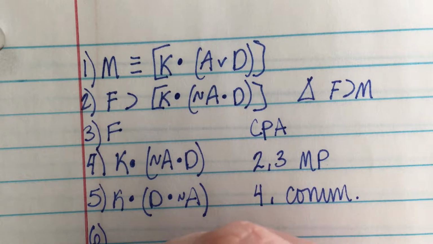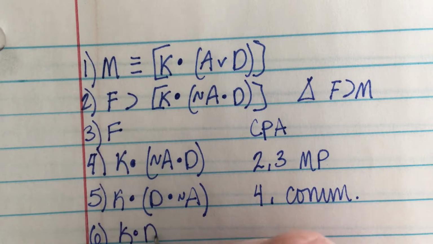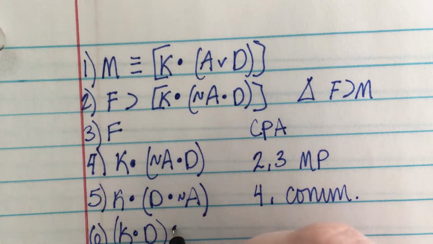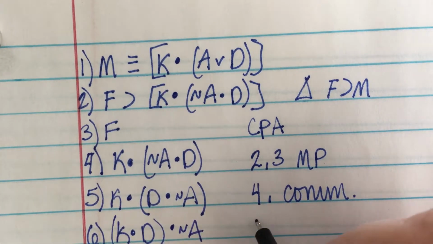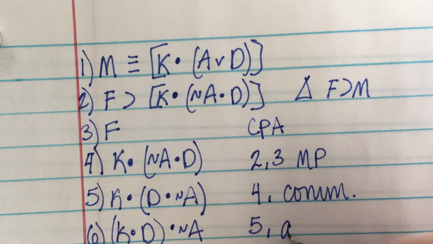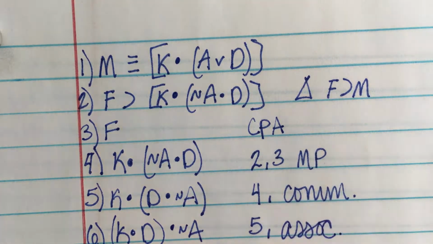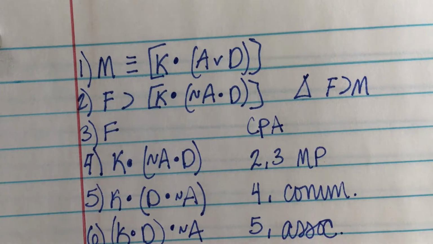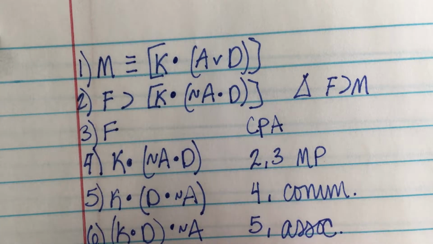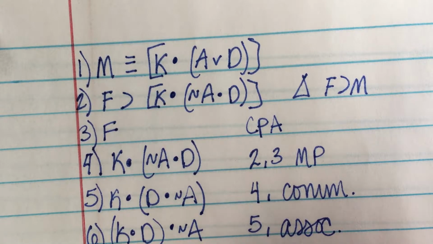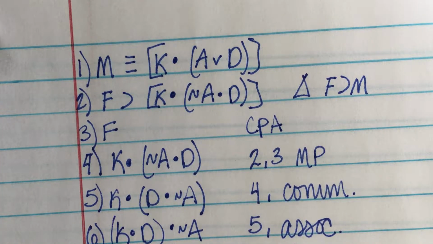Now, I'm going to change their association. I'm going to say K and D and not A. And you'll remember that that's an easy rule that mimics math, right? You can be associated with whomever you want to. Now, I'm going to say K and D by simplification. Okay, see that?